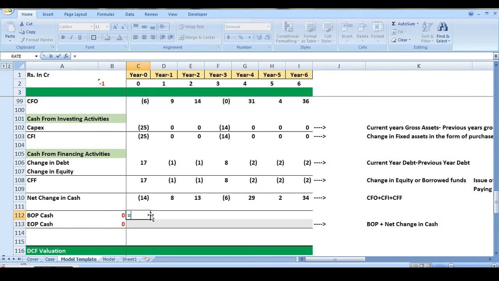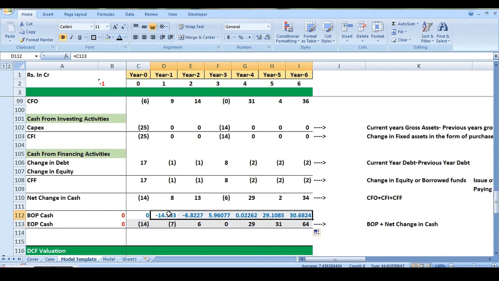Now beginning of period cash for any year is equal to previous year's end of period cash, and end of period cash for any year is equal to beginning of period cash plus net change in cash. So we have received the end of period cash for year 1 and beginning of period cash for year 1. If we drag it for the rest of the 6 years, we get the values for all 6 years.